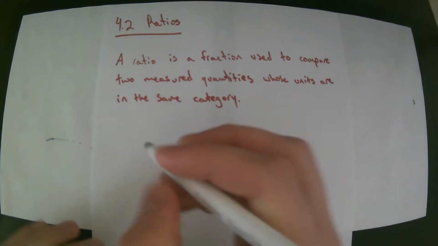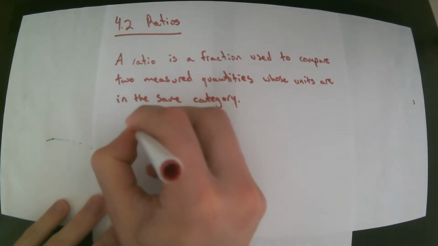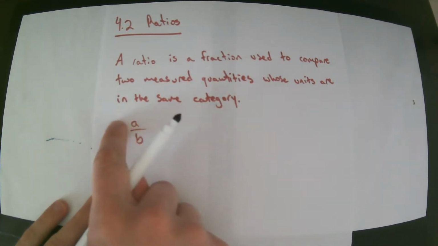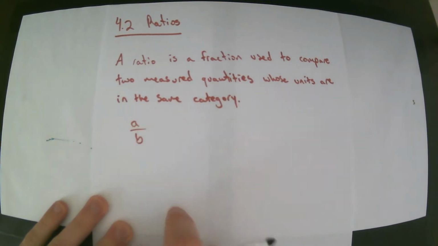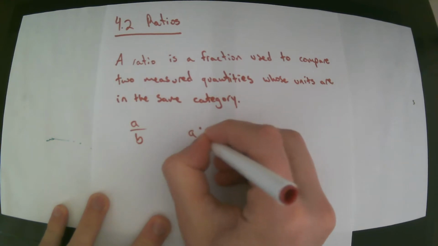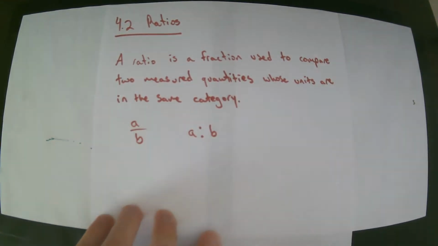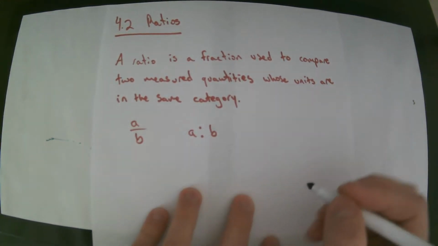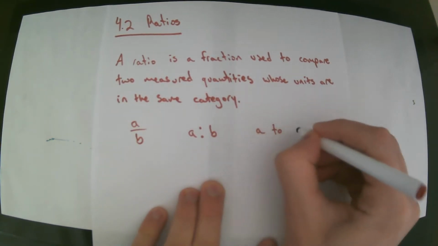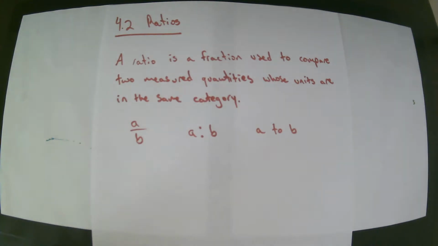We can denote a ratio three different ways. We can denote it as a fraction, I'll just say a over b. So this would be some number with some unit attached, and then some number with some unit attached. Or with a colon between the numbers and the units. Or in words, a to b. So there's three different ways to denote a ratio.